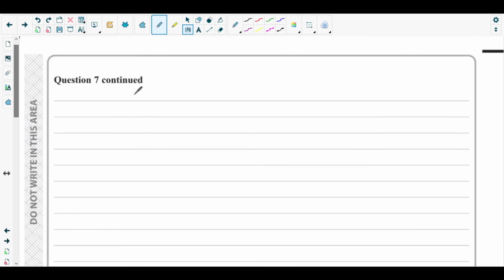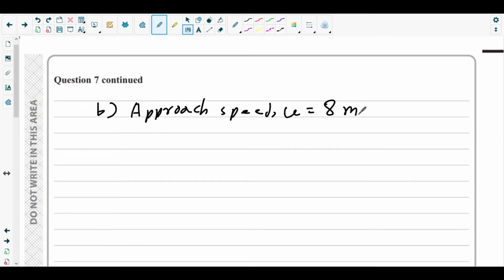Approach speed is how much? For part B, approach speed, this is U. It is 8 meter per second. Okay, now we need to find out the rebound speed.